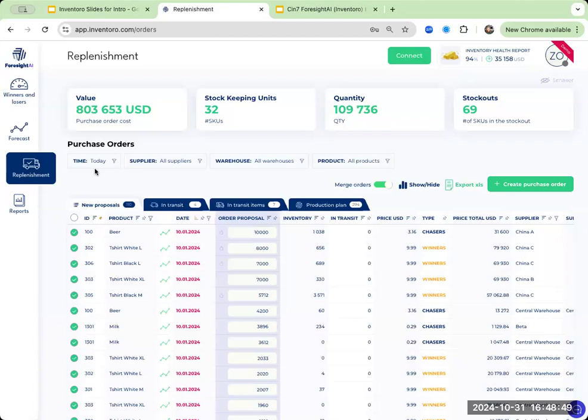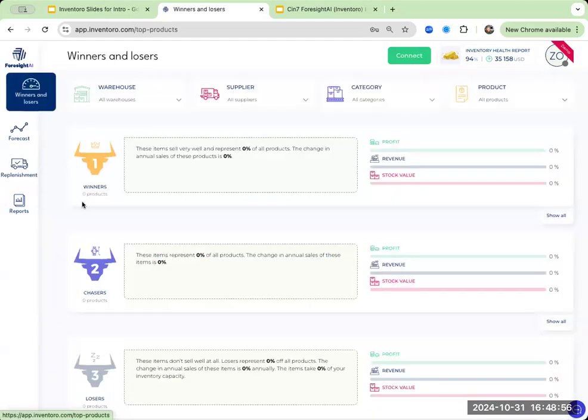Again, please use the Q&A function if there's anything on here you want me to touch a little bit more on, but we are going to move forward to winners and losers.